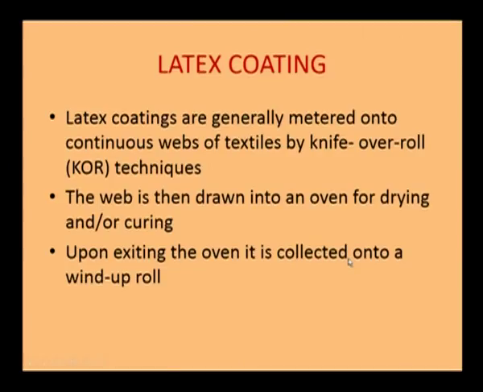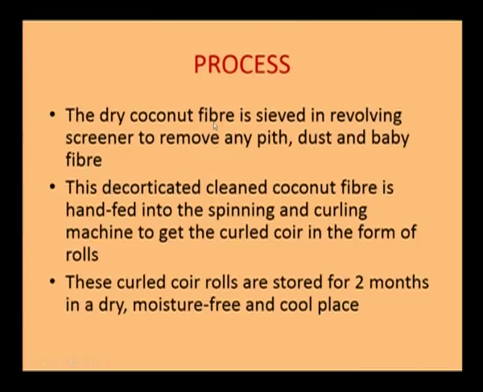Latex coating. Latex coatings are generally metered on continuous webs of textiles by knife over roll technique. So, this is the technique which is used to make latex coated coir. The web is then drawn into an oven for drying or curing. Upon exiting the oven, it is collected on a wind up roll. So, now I will explain the process of making this latex coated coir.